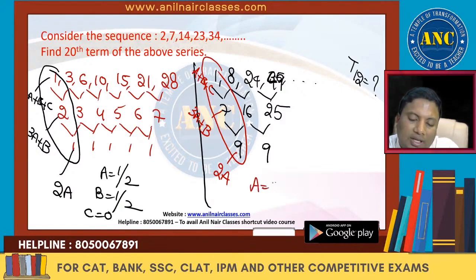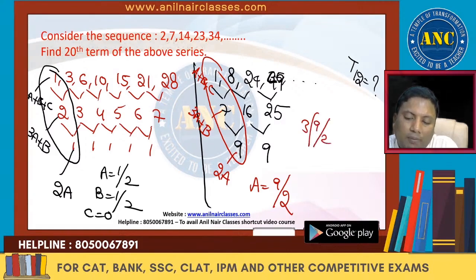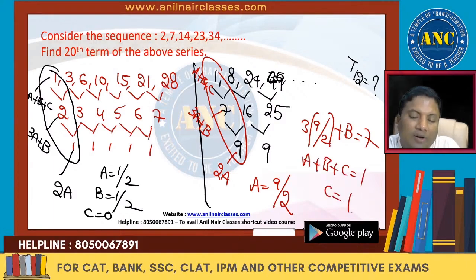So A is nothing but 9 by 2. So 3 into 9 by 2 plus B is equivalent to 7. You will get the value of B. A plus B plus C is 1. From there you will get the value of C. I hope it is clear how you will get the values.